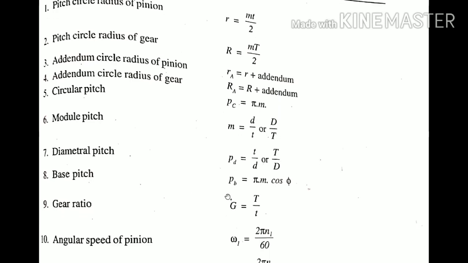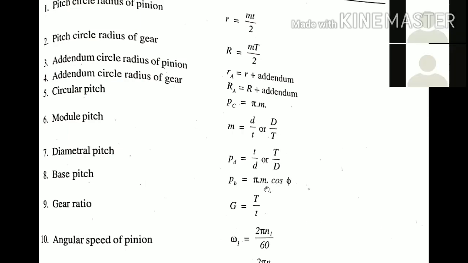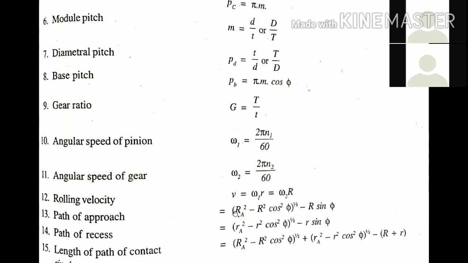Similarly, if you want to find the base pitch, then Pb is equal to pi m times cos phi, where m is the module. Then the gear ratio is capital T by small t. This is what we already used yesterday, where capital T is the number of teeth on the gear and small t refers to the pinion. Similarly, the angular speed of the pinion, omega 1, is 2 pi n1 by 60, where n1 is the speed. The angular speed of the gear is 2 pi n2 by 60. Then the rolling velocity v is equal to omega 1 into small r for the pinion, and for the gear it is omega 2 into capital R.